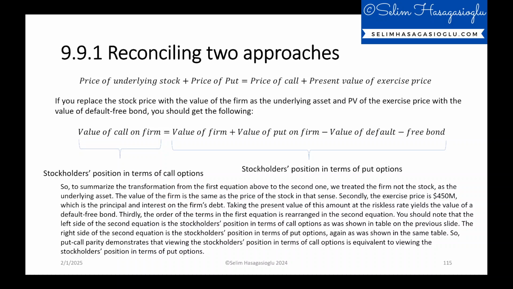So to summarize the transformation from the first equation above to the second one, we treated the firm, not the stock, as the underlying asset. The value of the firm is the same as the price of the stock in that sense. And secondly, the exercise price is $450 million, which is the principal and interest on the firm's debt. Taking the present value of this amount at the riskless rate yields the value of a default-free bond. Thirdly, the order of the terms in the first equation is rearranged in the second equation.